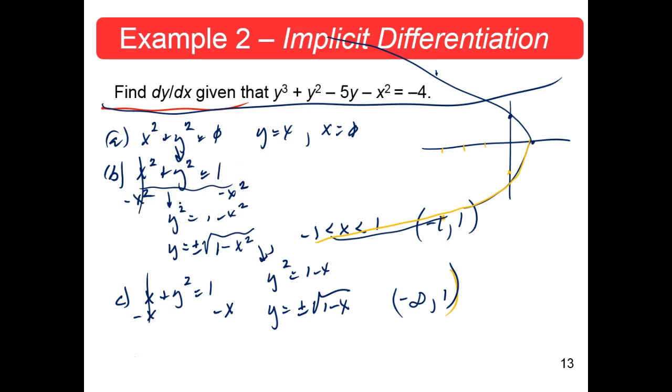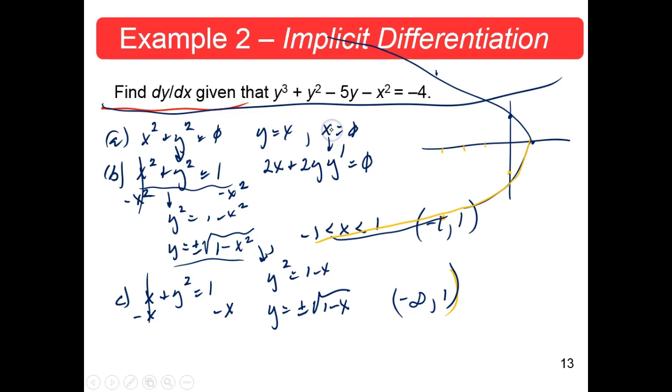Now, either one of two ways. You could either take it of the y down here, or you could take it of the original function. Which is easier, you think? Original, okay? Take the derivative there. What do you get? 2x plus 2y, y prime equals 0.